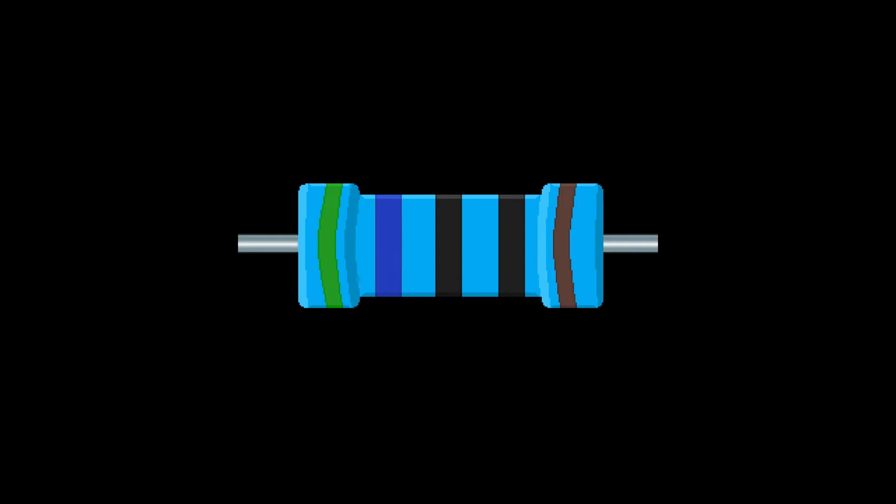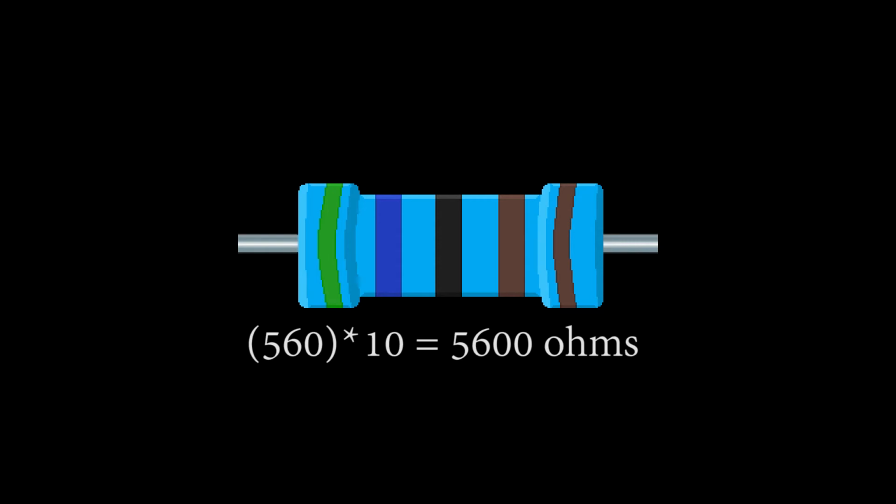For 560 ohms again, we already have the 3 bands that give us the desired resistance. Therefore, we choose a resistor with the multiplier band as black, so that just multiplies the value by 1. If we wanted 5600 ohms, for example, then we choose a resistor with the multiplier band as brown. 560 times 10 equals 5600.